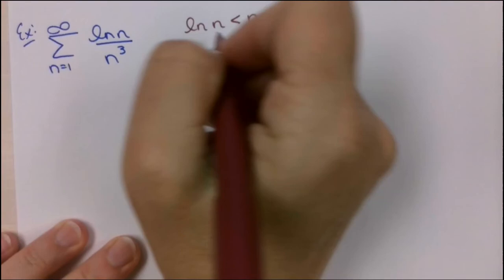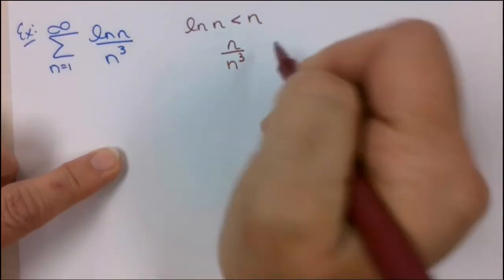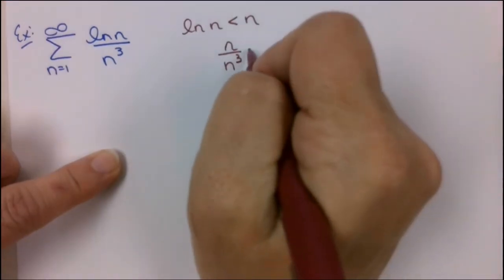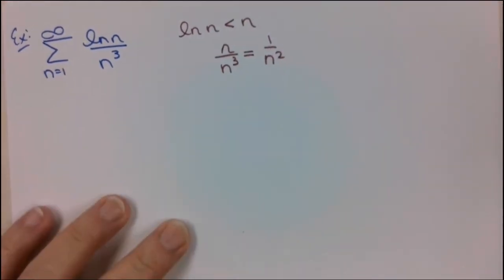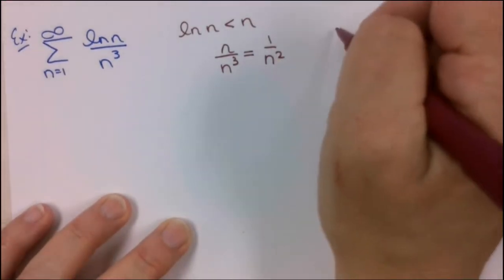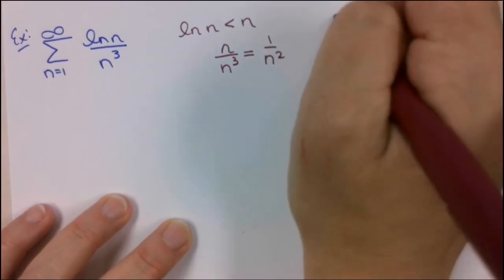Natural log of n, remember, is the slowest growing of the functions. So it's going to be smaller than n. And so I'm going to imagine that this expression is kind of close to n over n cubed, which would reduce to 1 over n squared. So I'm going to have 1 over n squared be my chosen series.